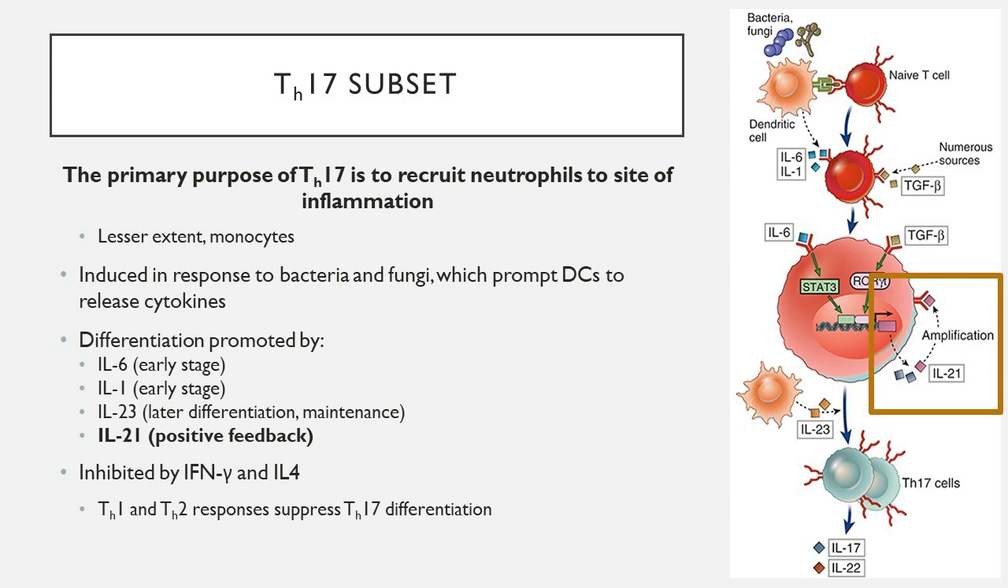In somewhat of a sequential order, these start off with IL-6 and IL-1 in early stages, and then later, for both the later differentiation and maintenance, IL-23 and IL-21. What's kind of unique about Th17 is that IL-21 is the same positive feedback mechanism like how we've seen with IFN gamma and Th1 and IL-4 with Th2.